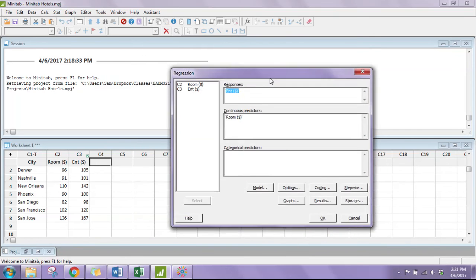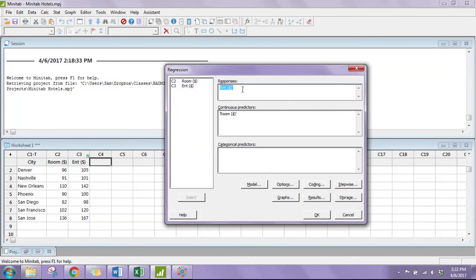Okay. So your responses are your outcomes or your Y variable. In this case, that's the entertainment cost in dollars. So here I have selected that particular column. So if nothing was there, all I would have to do is double click on that. Okay. Continuous predictors. So room cost is our predictor variable, our X. We have just one of them. It is a continuous variable. When we get into multiple regression next week, you might have multiple predictors, some of which are continuous and some of which are categorical.